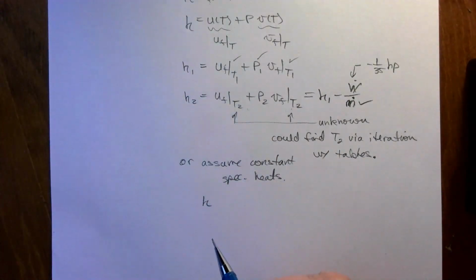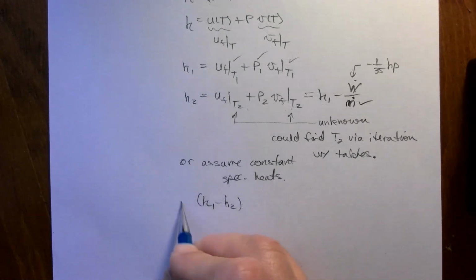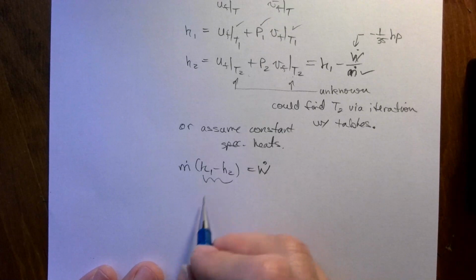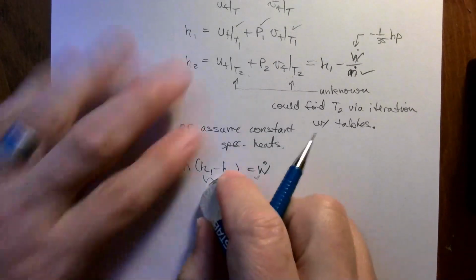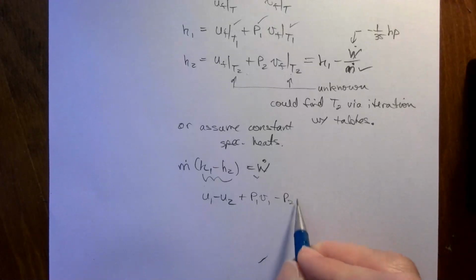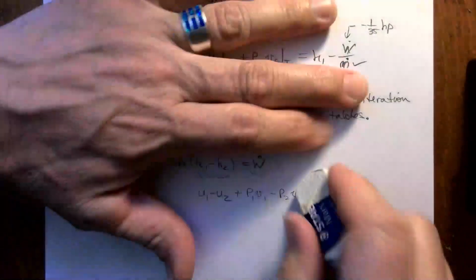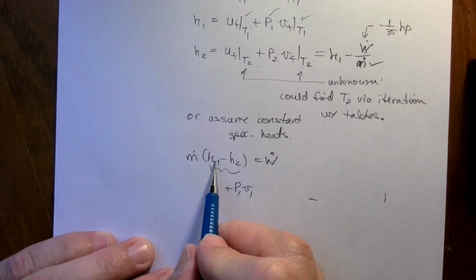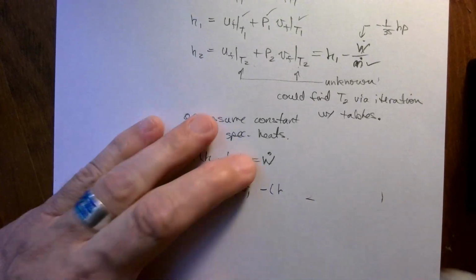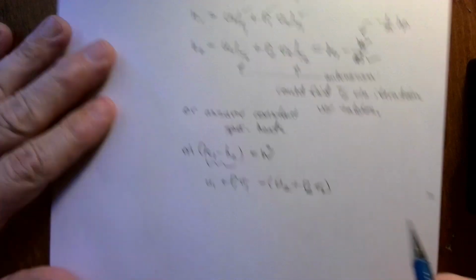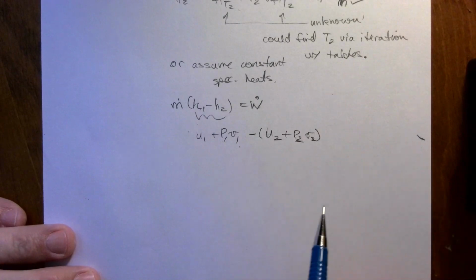H1 minus H2 times M dot is equal to W dot from our energy balance. And we can just evaluate that change with constant specific heats. So this would be equal to, it's actually going to be U1 minus U2, sorry, I got that backwards, U1 minus U2 plus P1 V1 minus P2 V2. Let's just do it as a direct substitution so it's easier for you to see. We'll do U1 plus P1 V1 for state 1 minus U2 plus P2 V2 for state 2. So that goes in place there.